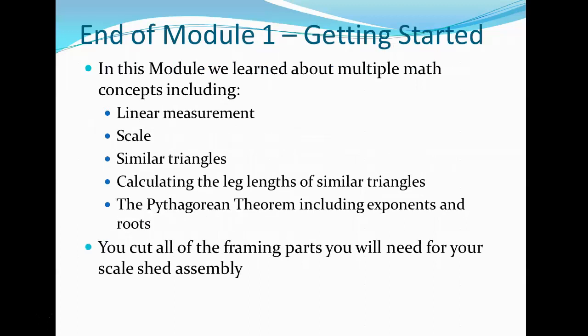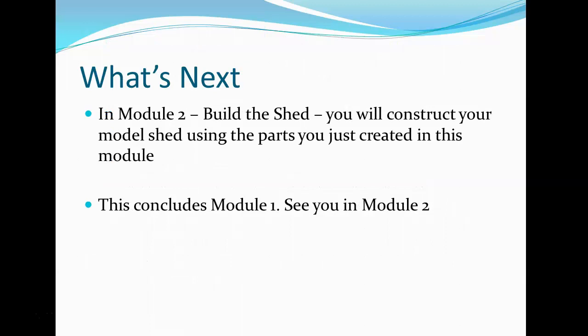This is the end of Module 1, Getting Started. In this module, we learned about multiple math concepts, including linear measurement, scale, similar triangles, calculating the leg lengths of similar triangles, and the Pythagorean theorem, including exponents and roots. You cut all of the framing parts you will need for your scale shed assembly. Next, in Module 2, Build the Shed, you will construct your model shed using the parts you just created in this module. This concludes Module 1. See you in Module 2.